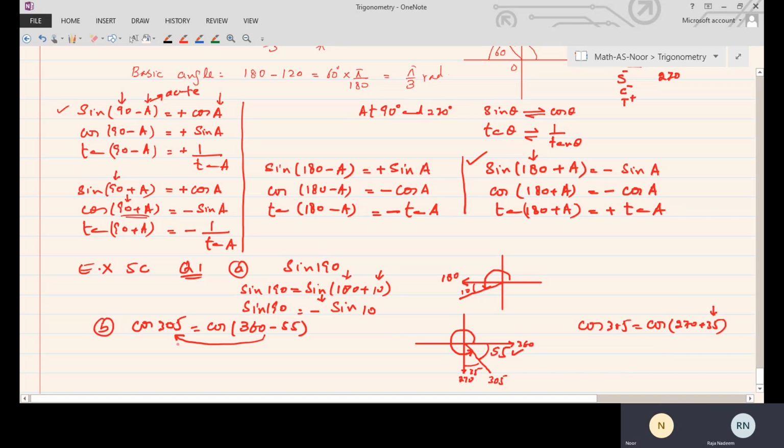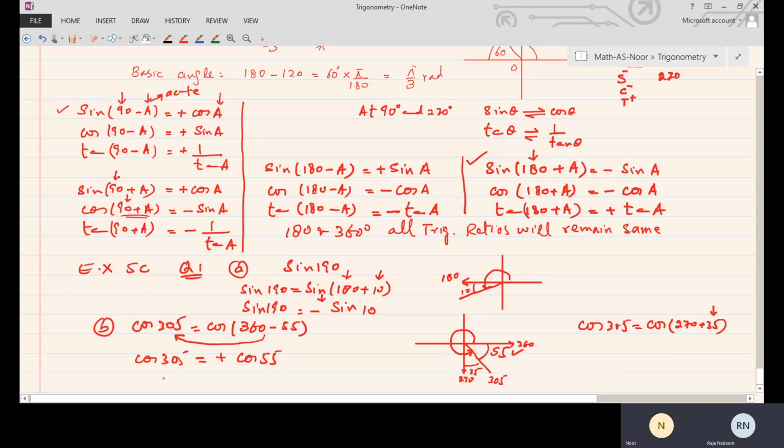Once you have that basic angle, then you think about writing 360 minus 55 by looking into this diagram. As we discussed in the last lesson, at 180 degrees and 360 degrees, all trigonometrical ratios will remain the same. So this will be positive cos because it is in the fourth quadrant, positive cos of 55, so it is cos of 305.